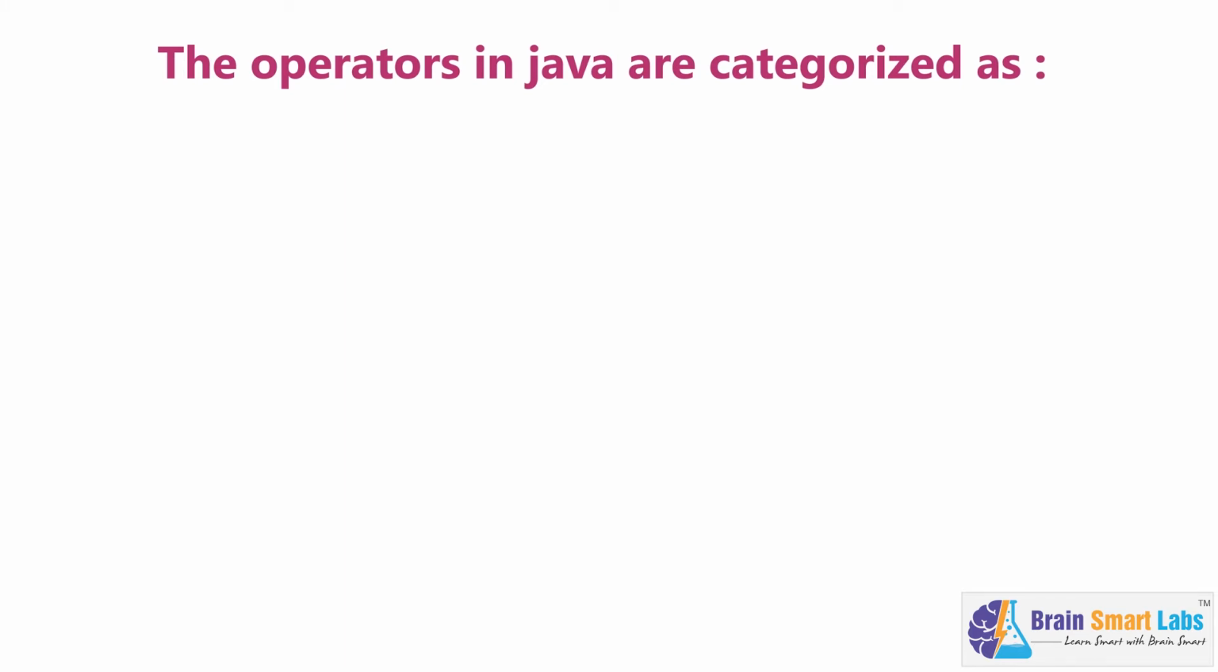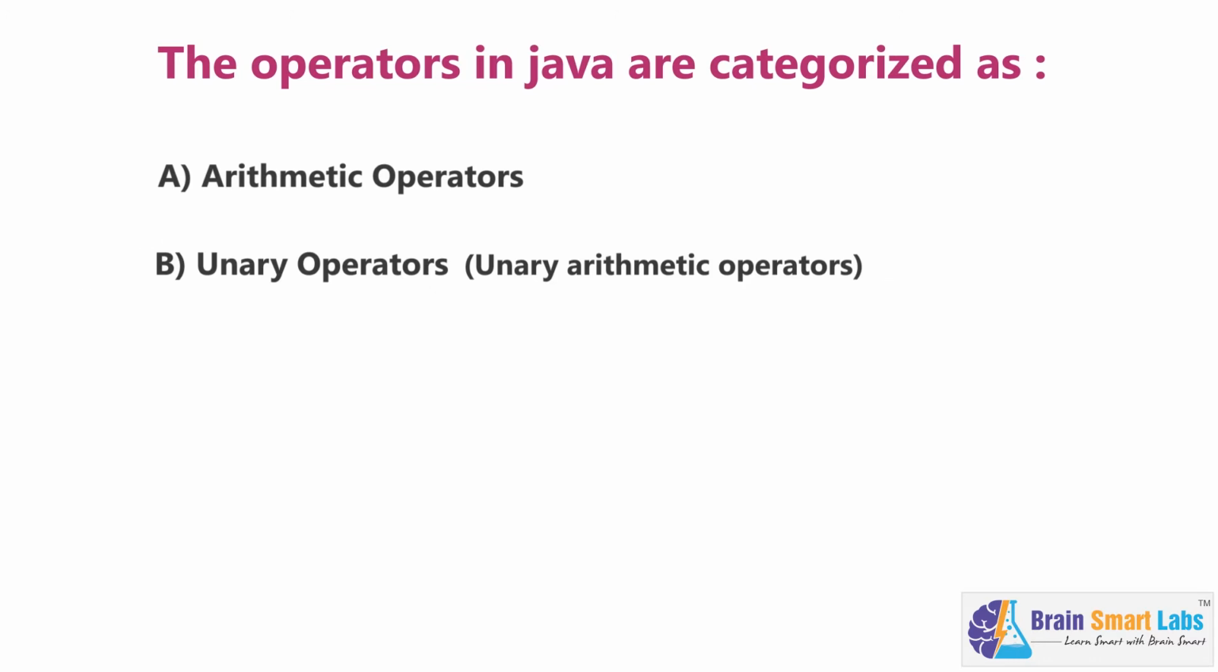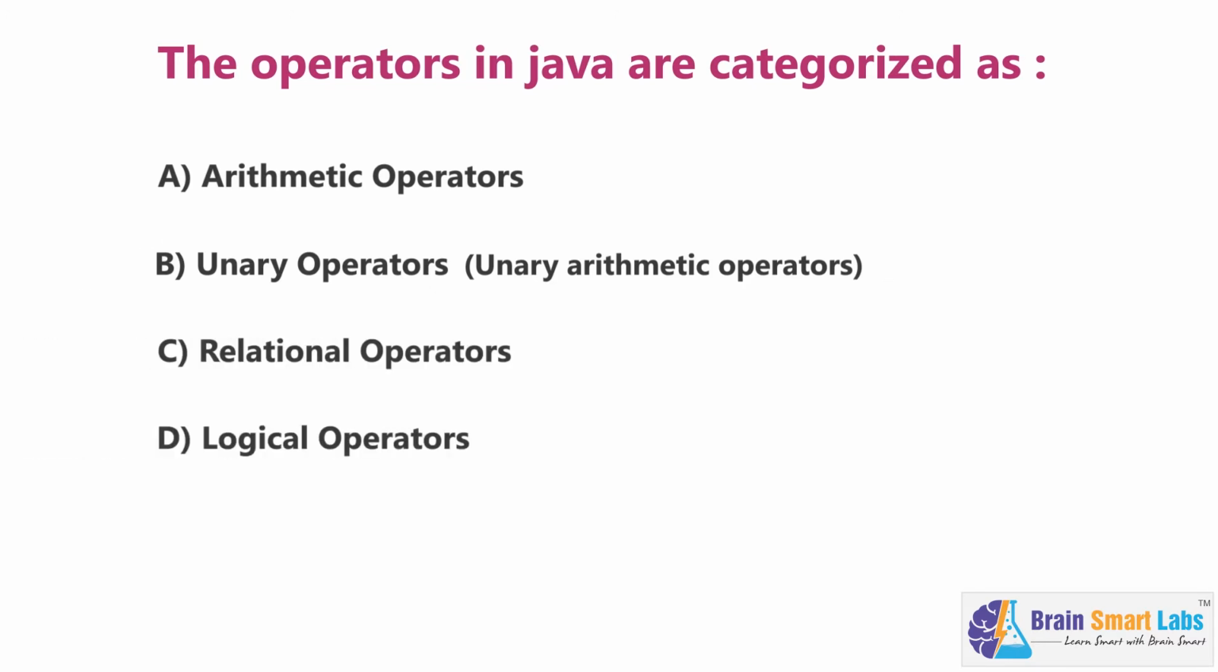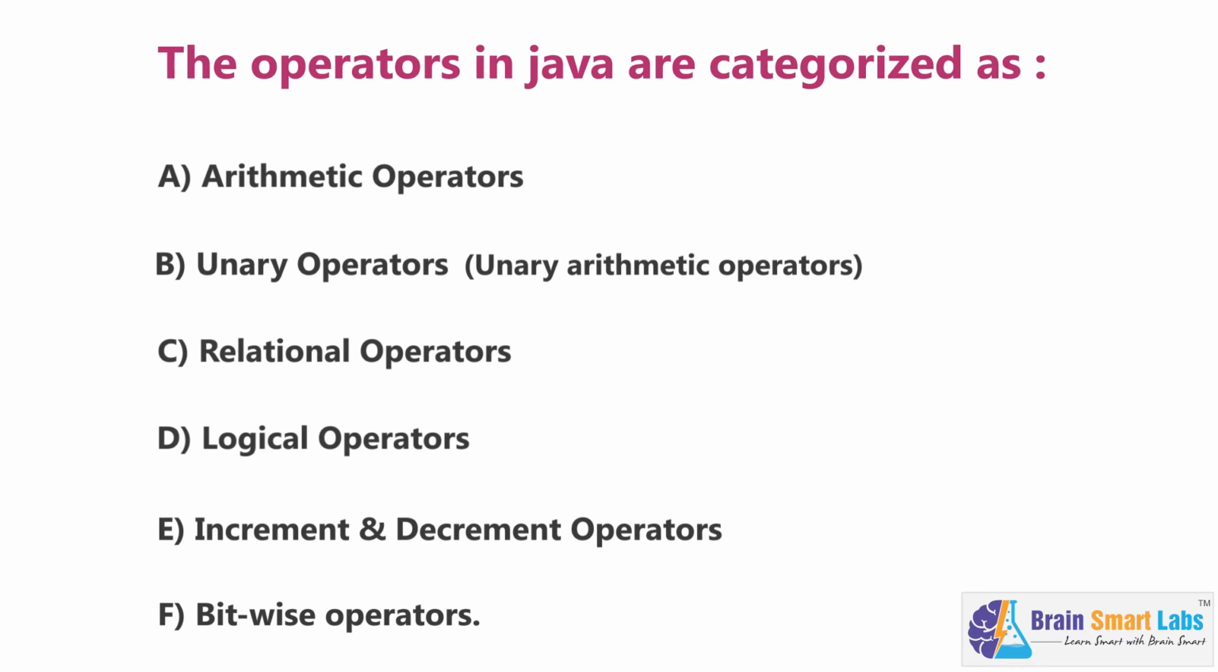So why waste time here? Let's proceed further. The operators in Java are categorized as below. That is A. Arithmetic operators, B. Unary operators, C. Relational operators, D. Logical operators, E. Increment and decrement operators, F. Bitwise operators. Let us start seeing one by one, starting with number 1, arithmetic operator.